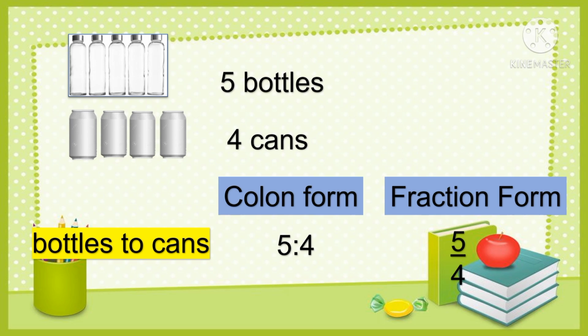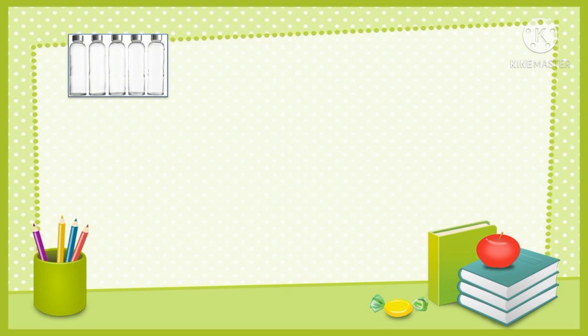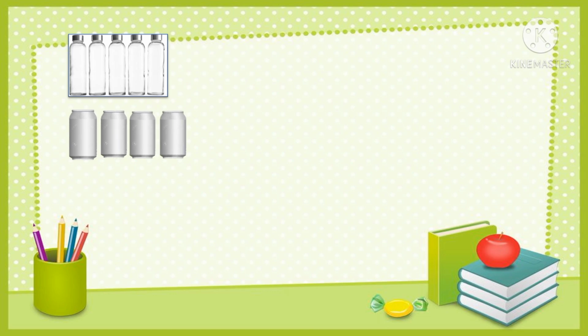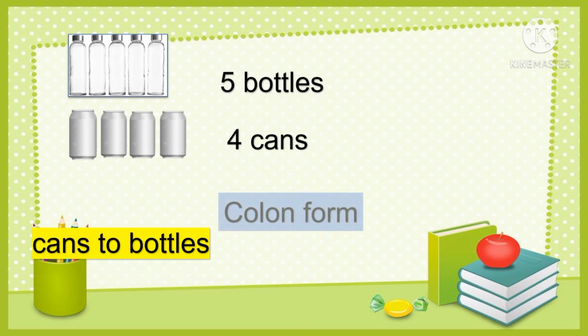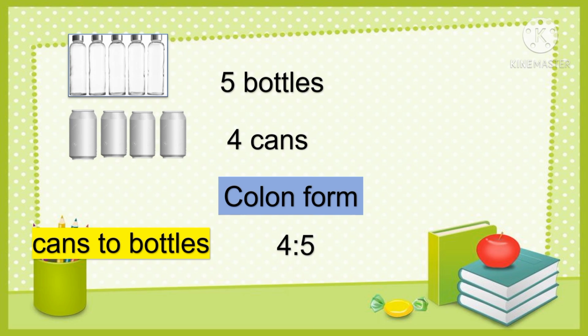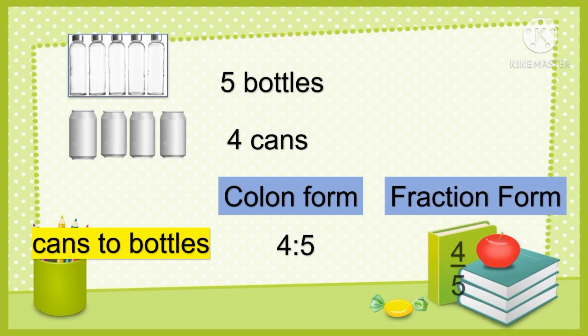Next, let's find the ratio of cans to bottles. The ratio of cans to bottles in column form is 4 is to 5 and in fraction form 4 is to 5. Notice that 4 and 5 have no common factor other than 1, so we can say that it is already in the lowest term.